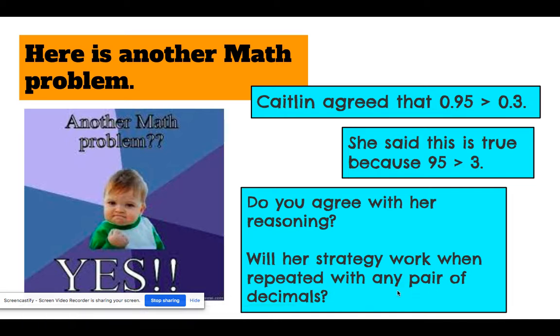What I'd like you to do right now is pause the video and think about this problem for a minute before you answer it. Maybe talk with somebody that's close by, whatever you want to do. Again, she's saying that 95 hundredths is greater than 3/10 because 95 is greater than 3. Do you agree with that? Pause the video and think about that for a minute.